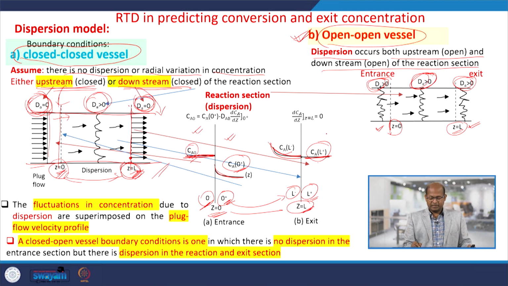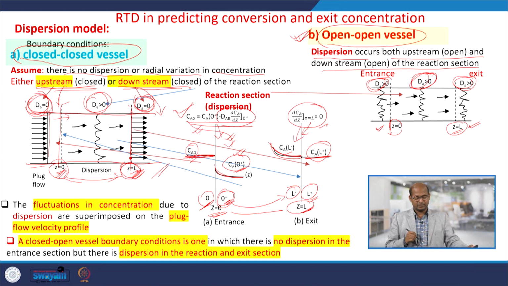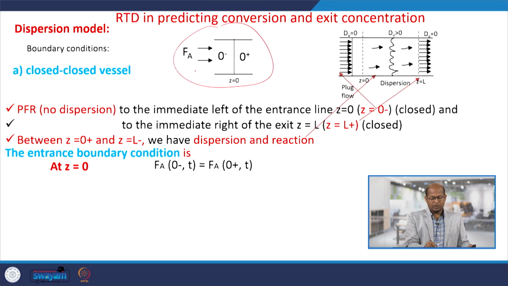So, at this particular point, the concentration gradient dC_A/dz at z equals L equals 0. And just crossing z equals 0, at 0 plus the concentration equals this concentration, since inside there is dispersion. If we sum up, at this point the concentration is this, and at this point the concentration gradient equals 0 at z equals L. This is the way the molecule is moving: here there is no dispersion, just crossing, here dispersion has started.